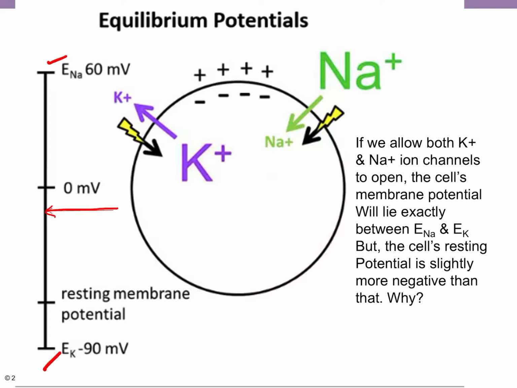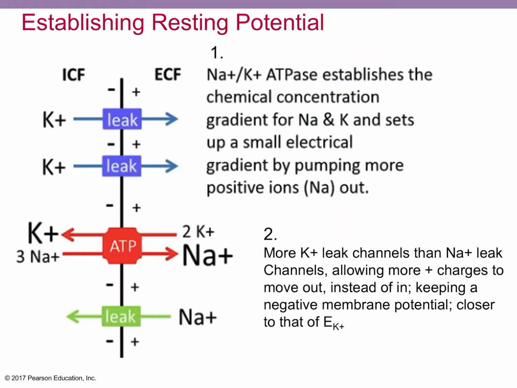However, the cell's resting potential is slightly more negative, right? We can see here the resting potential is actually not between the two, but it's much more negative than that. And the question is why? Establishing our resting potential at about negative 70 millivolts, what contributes to this? There are a couple of things here.